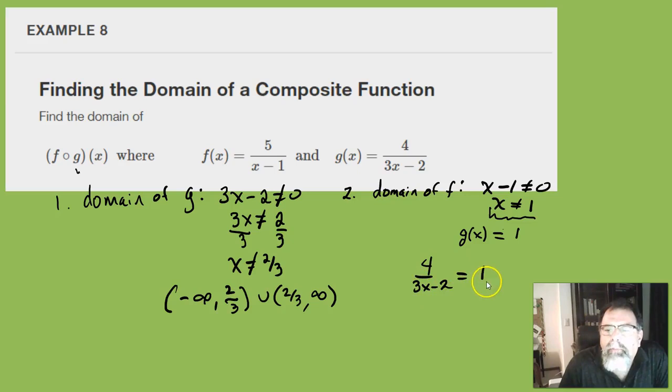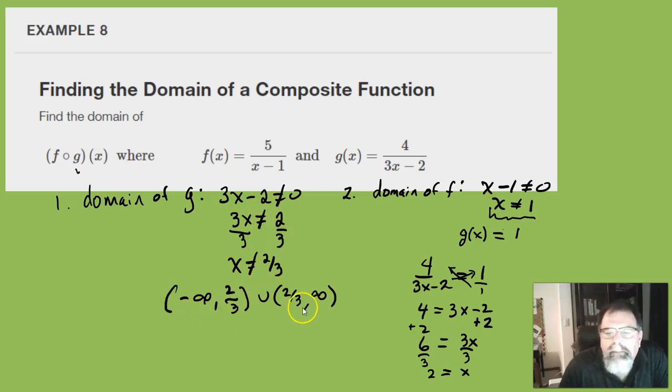So we're going to cross multiply. I don't know if you know that technique. So 4 times 1 is 4, and then 3x minus 2. So basically I cross multiply. You can do that if it's a fraction equals a fraction. Okay, and then we solve this one, and we're going to exclude this number. So we get 3x is 6, and then divide by 3. So x is 2. So you got to exclude 2 from the domain of G in addition to things that you excluded from G, right?